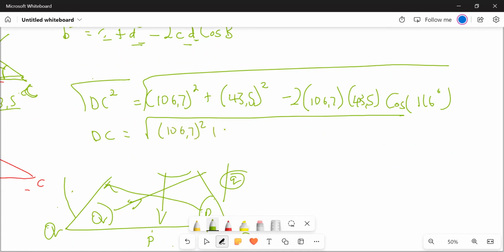106.7 all squared plus 43.5 all squared minus 2 multiplied by 106.7 multiplied by, you remember here, we don't square here. We multiply them exactly as they are. So we square here, we square here, we square here, here we don't square when we go to minus 2. And then this is a formula. It's not something that I came up with, it's a formula. And then here you're going to have 43.5. And then here you're going to have the cos of what? Of 116.